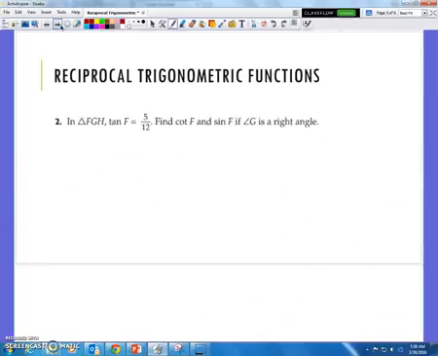Let's take a look at another one here. It says we have a triangle FGH, and the tangent of F equals 5 over 12. Find cotangent of F and sine of F if angle G is a right angle.